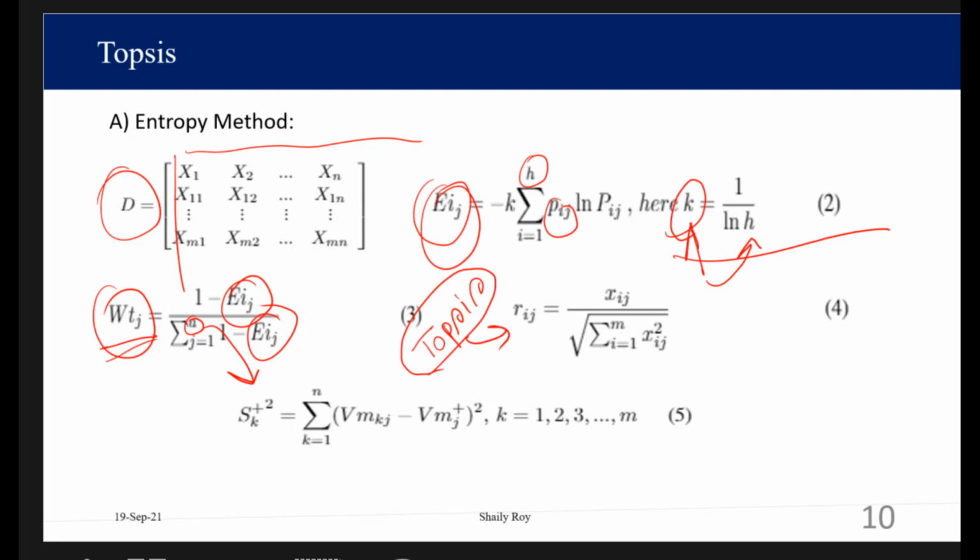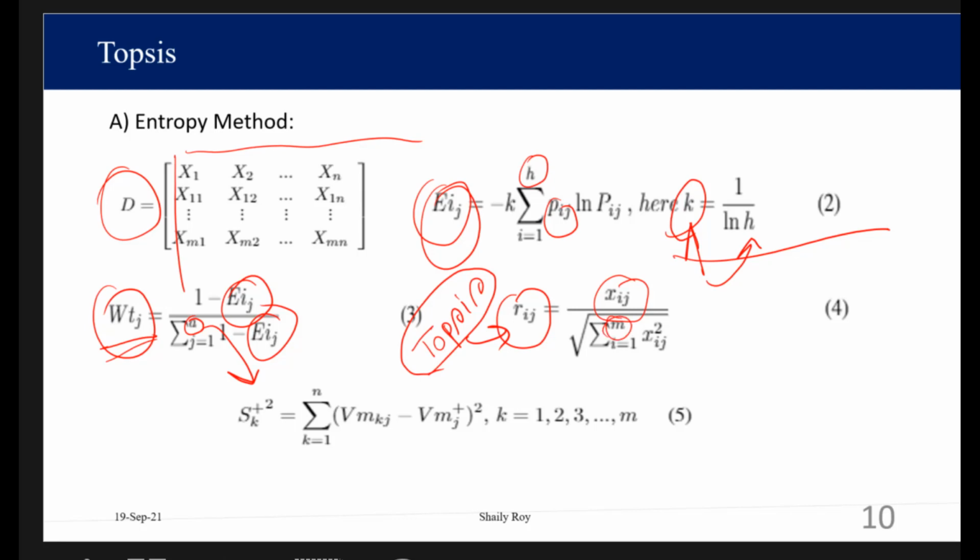And for computing all the attributes, Rij is the normalized value of matrix D. Xij stands for matrix data, and M is the total number of data.